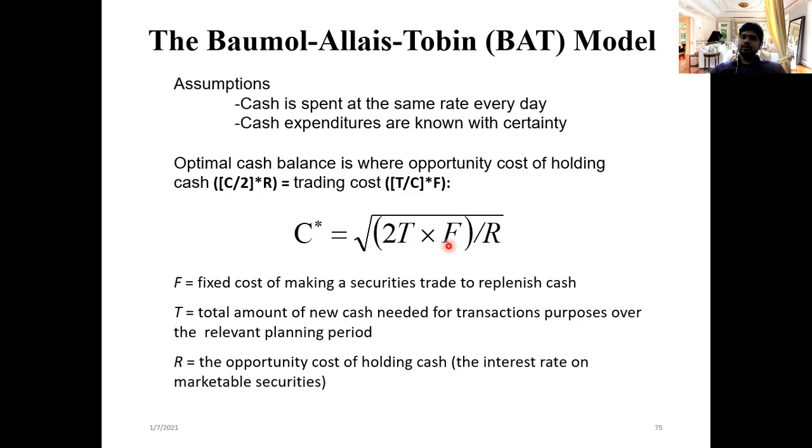F is the fixed cost of making a securities trade to refill cash. It means to convert from securities to cash. How much are you going to spend for every transaction? That is denoted by the letter F. And R is the opportunity cost of holding cash. In inventory management we use the cost of holding inventories, but here we take the opportunity cost of holding, normally the interest rate on marketable securities.